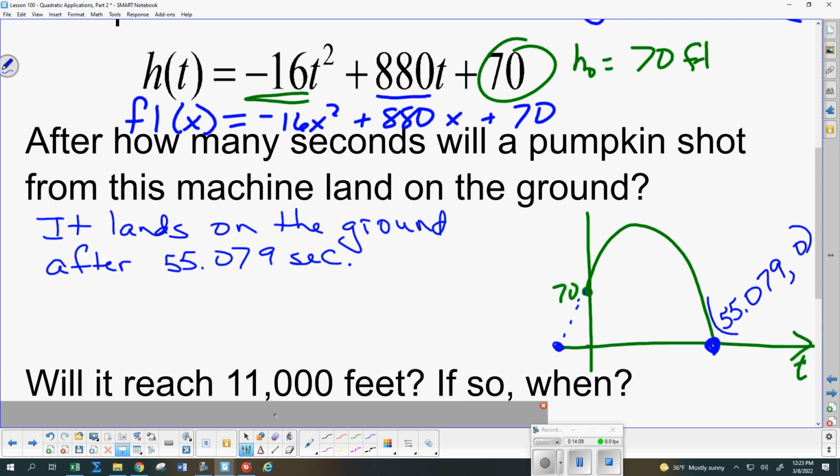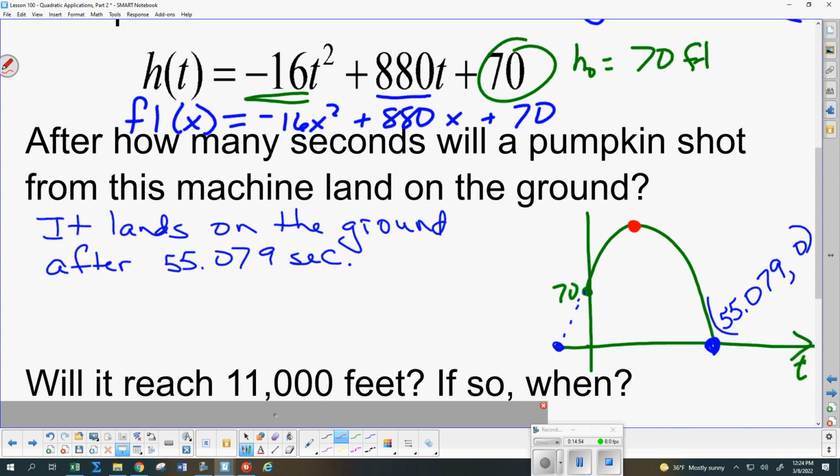Okay, let's see what else this is going to ask us. Will it reach 11,000 feet? Ideas for how I can figure that out. There are at least 2 ways I can figure that part out. Leah? So one thing I could do, I could find the coordinates of the vertex. And is that y coordinate bigger than 11,000, smaller than 11,000, or exactly 11,000? But it's probably not going to tell me when. So go ahead and find the coordinates of the vertex. And then we'll talk about another way so that we can also find when that's true.